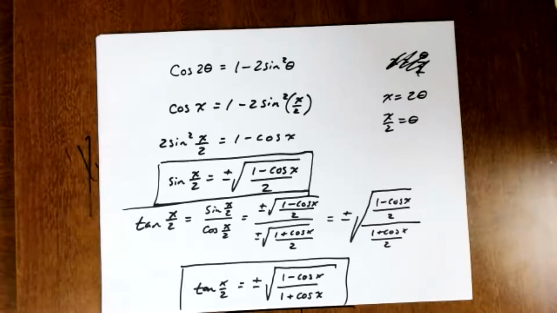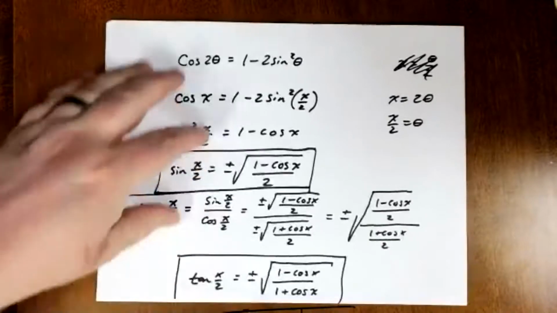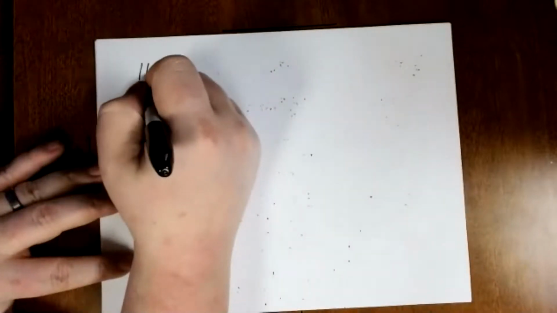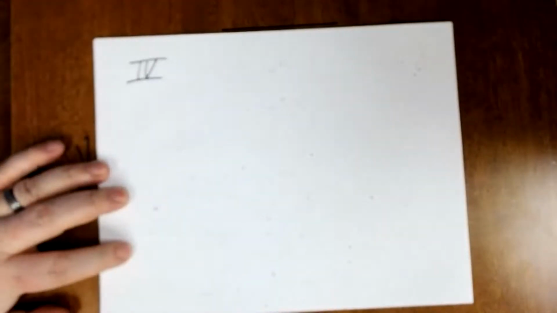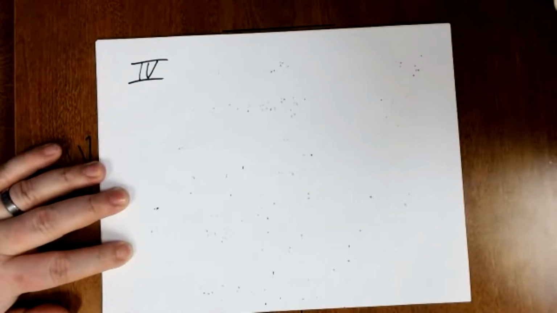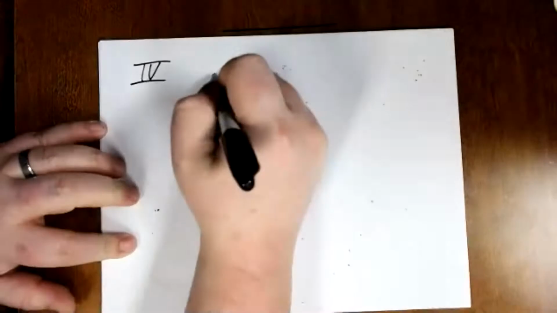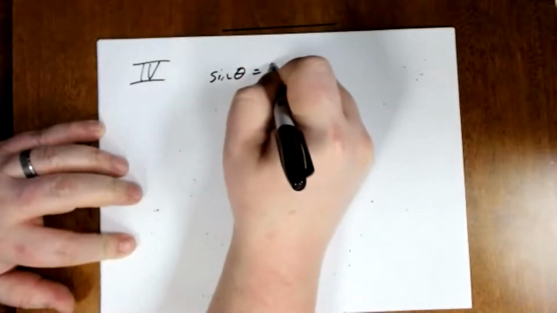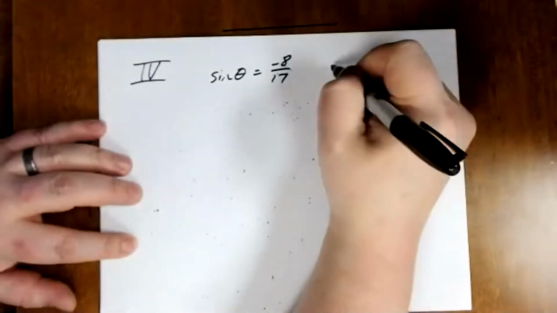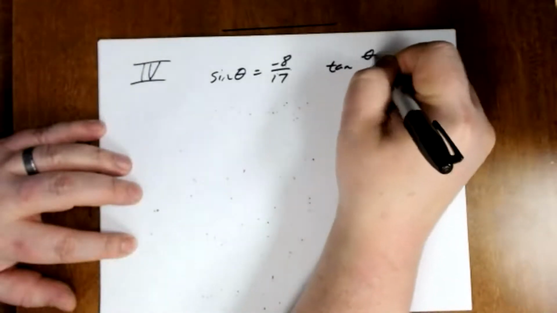So let's try this one. Theta is in quadrant 4. And the sine of theta, oh, we already did that one. The sine of theta is -8/17. Find the tangent of theta over 2.